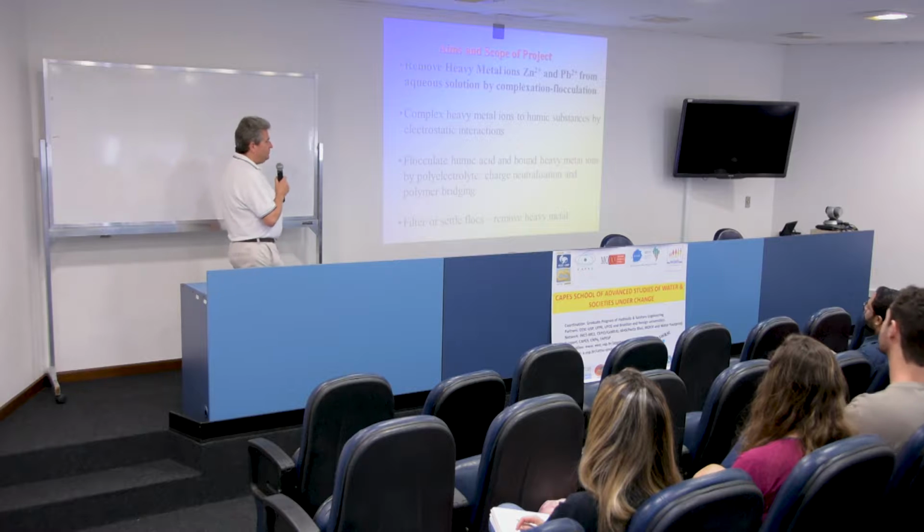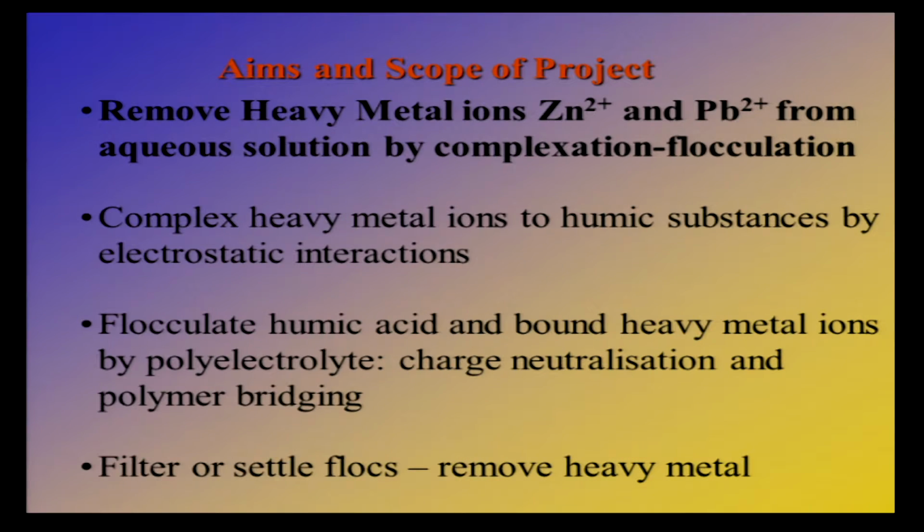So the idea is, in this project, we're going to remove heavy metals. In particular, we looked at zinc and lead. So they may not necessarily be the most important types of metal or heavy metal, but those are the ones that we studied in this piece of work. And we're going to remove them using complexation flocculation. So it's similar to yesterday. First of all, we complex them onto a larger molecule, and then the whole system is flocculated to create larger particles that will either settle or they can be filtered.